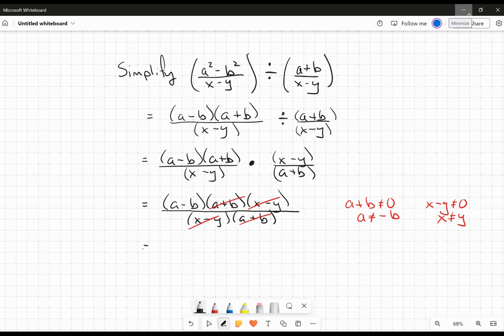So when that's all said and done, I'm left with an a minus b in the numerator. And remember, all that canceling produces ones. So this is going to be a minus b essentially multiplied by 1 or divided by 1. That's going to be true so long as a does not equal negative b and x does not equal y.